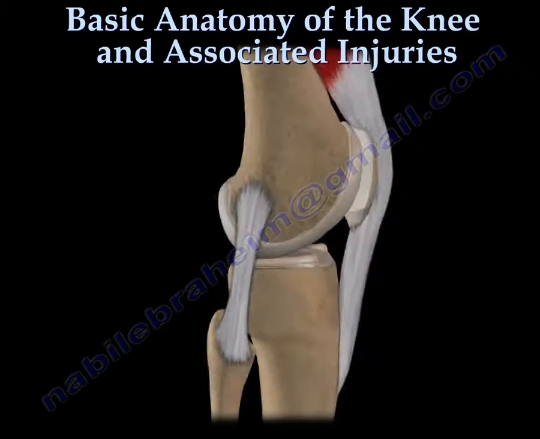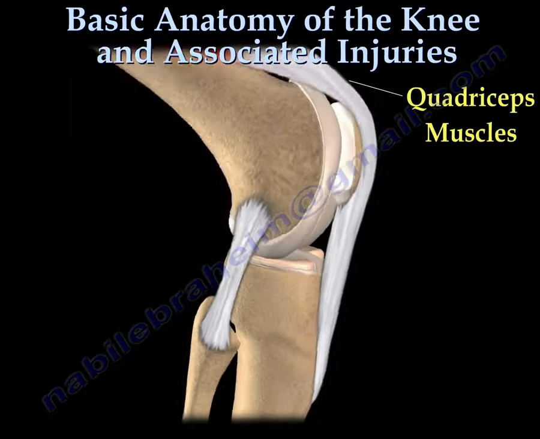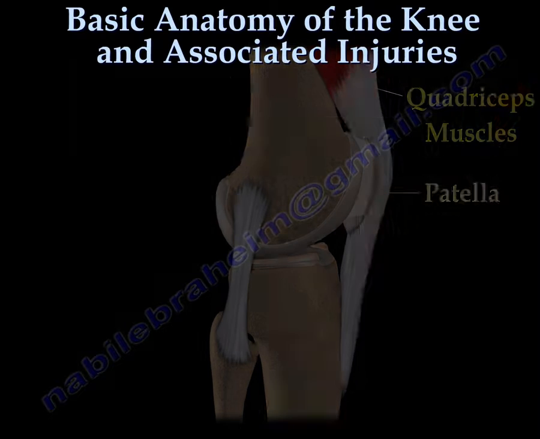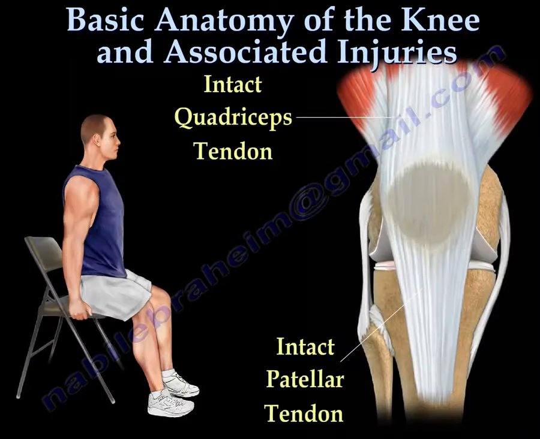The quadricep muscles play a vital role in the stability of the knee and are anchored onto the top of the patella. The patellar tendon acts as a downward continuation of the quadriceps tendon, originating from the bottom of the patella and inserting into the tibial tuberosity.